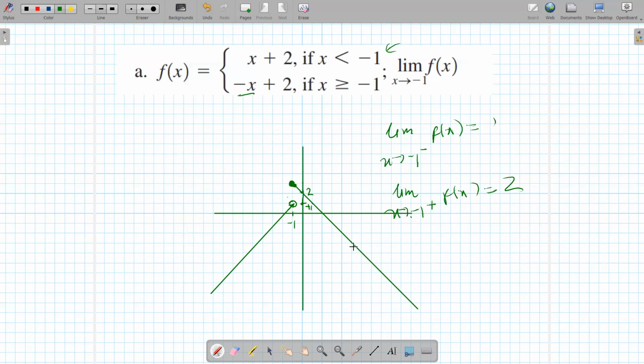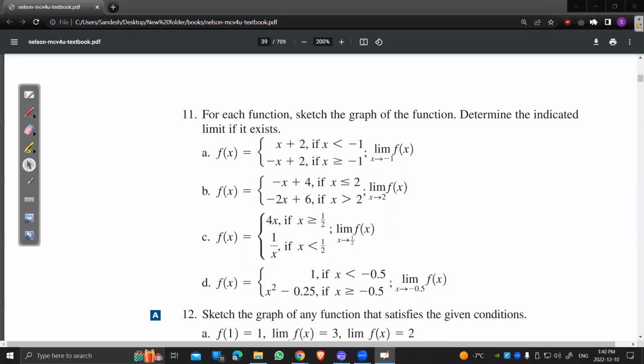And you're done. One and done. Easy enough, right? When they give you a graph, it's super simple. And even if they don't give you a graph, how hard is it to graph x plus 2 twice?